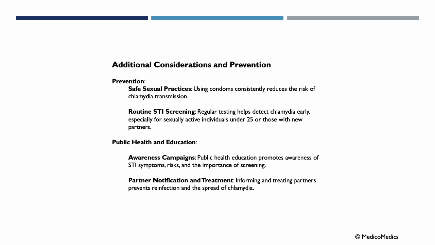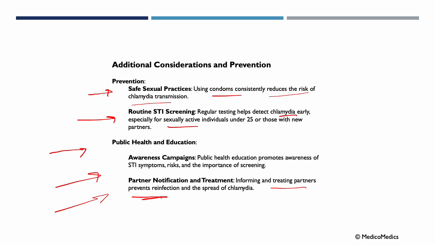Just briefly, some additional considerations for prevention. Of course, safe sexual practices, so using condoms consistently reduces the risk of chlamydia transmission. Routine STI screenings: regular testing will help detect chlamydia early, especially for sexually active individuals. Public health and education, of course, awareness campaigns, always important. Partner notification and treatment, so informing and treating partners will prevent reinfection and the spread of chlamydia.